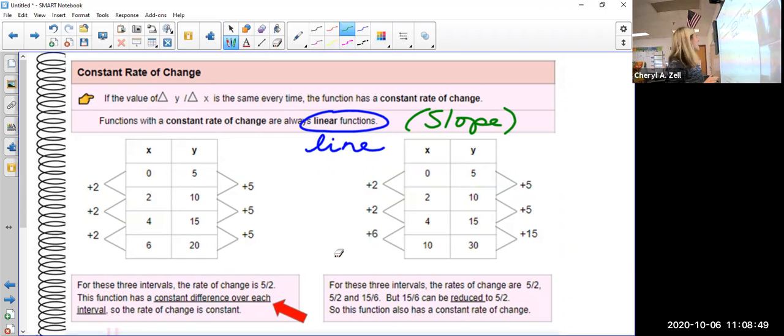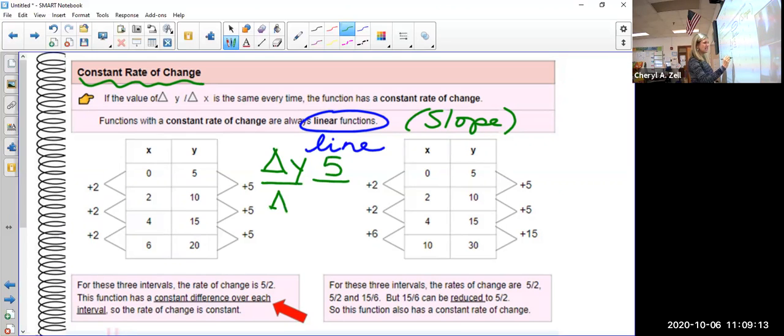So the constant rate of change, we're going to take the change in y. The change in y is the difference. So 10 minus 5, 15 minus 10, 20 minus 15 is 5. So the change in y is 5 over the change in x. So 0 to 2 is 2. 4 minus 2 is 2. 6 minus 4 is 2.